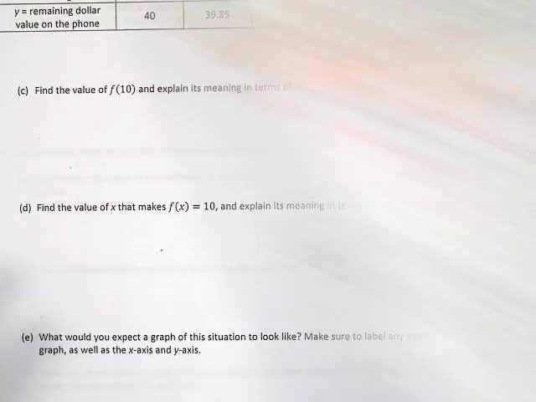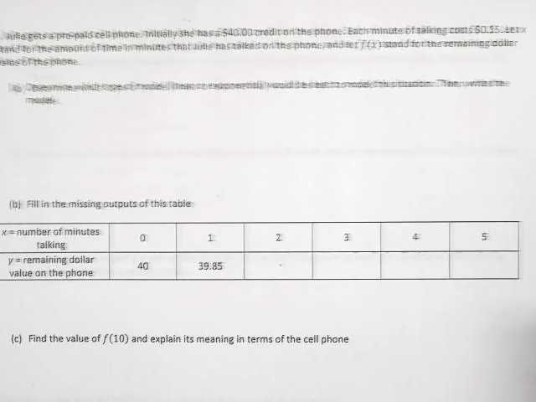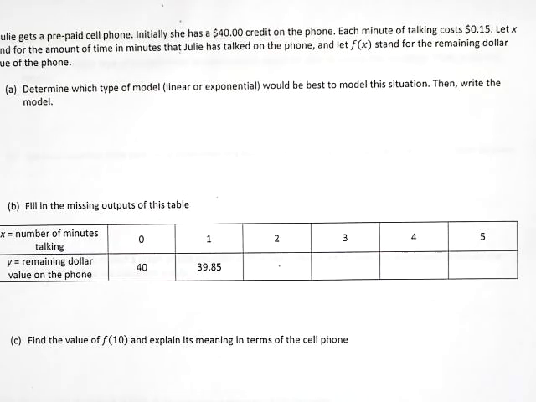All right, let's go ahead and go through another example. So another example of this process would be Julie gets a prepaid cell phone. Initially, she has a $40 credit on the phone. That means she put $40 worth of charges built into her account. Each minute of talking costs 15 cents. So every time she talks, a little bit of money gets taken off of her account because she basically spends this money she has saved up.